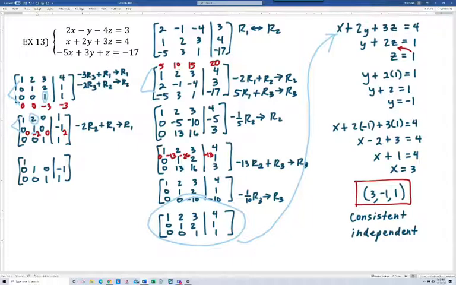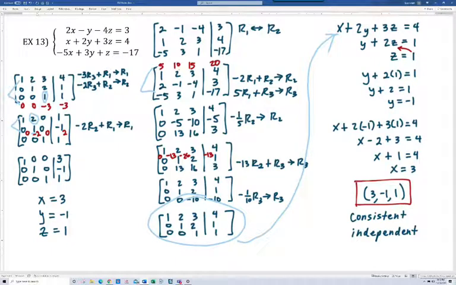And then 2 and -2 will give us the 0 we were looking for. Of course, 0 and 0 is 0. And 2 and 1, we're going to get 3. And so now we're finally done. This is completely in reduced row echelon form. And so you can see that x equals 3, y equals -1, and z equals 1, which is what we originally got.